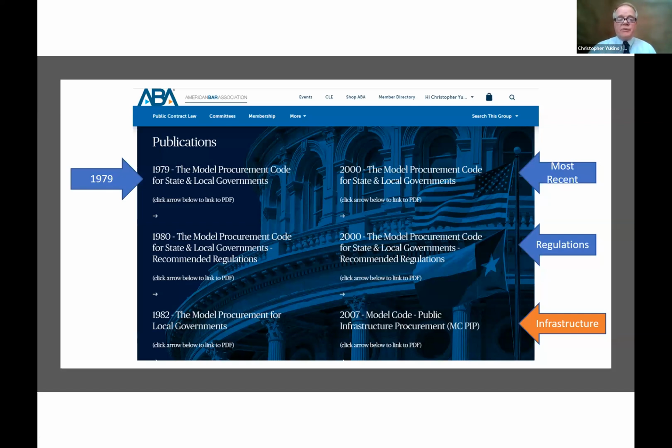We talked about in the first session, the Model Procurement Code was drafted in the 1970s, and then it was updated in 2000. There also are proposed regulations from 2002, and then there's a public infrastructure procurement version of the Model Procurement Code from 2007. We'll be referring this evening primarily to the 2000 version of the code and, in some cases, to the regulations from 2002.